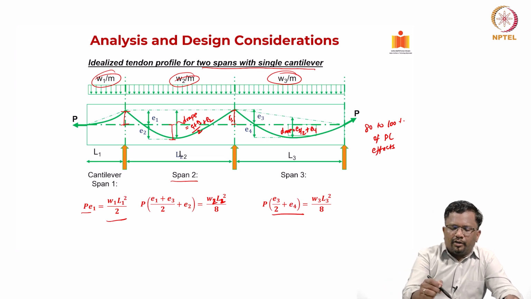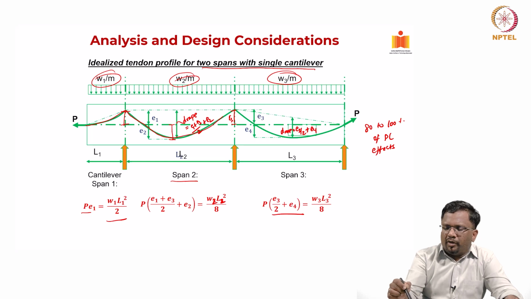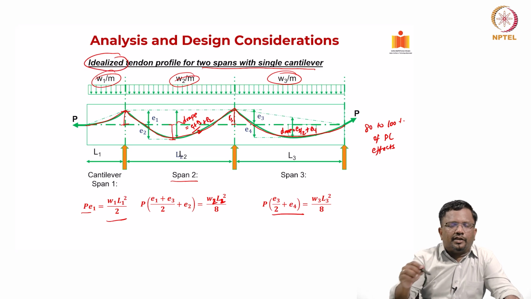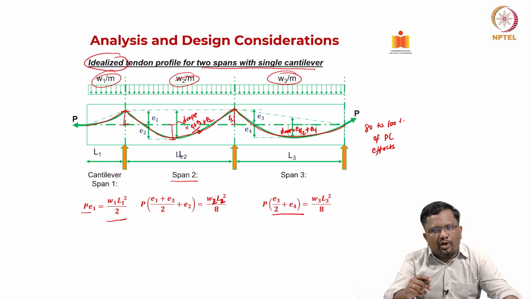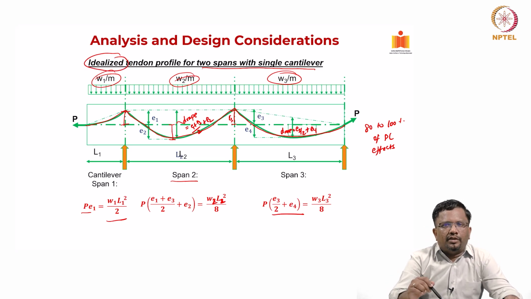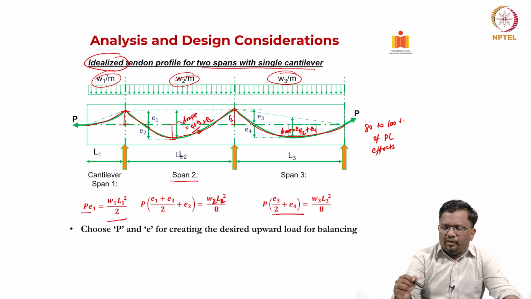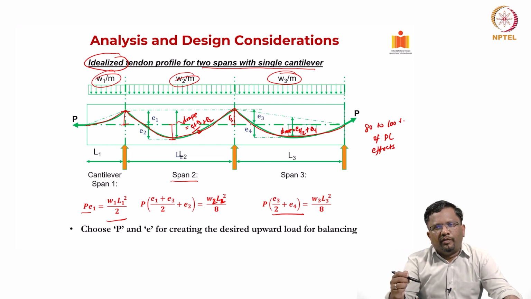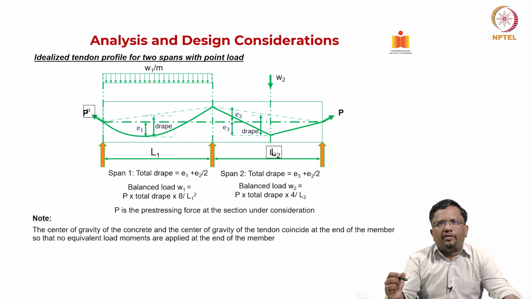Now you see here the profile that we have shown is going like this. But in practice you cannot have this kind of a profile. That's why we say this is an idealized tendon profile. You cannot have sharp curvature there. So practically, typically what we do is we make sure that there is going to be a reverse parabola whenever there is a curvature change. So that we will see.